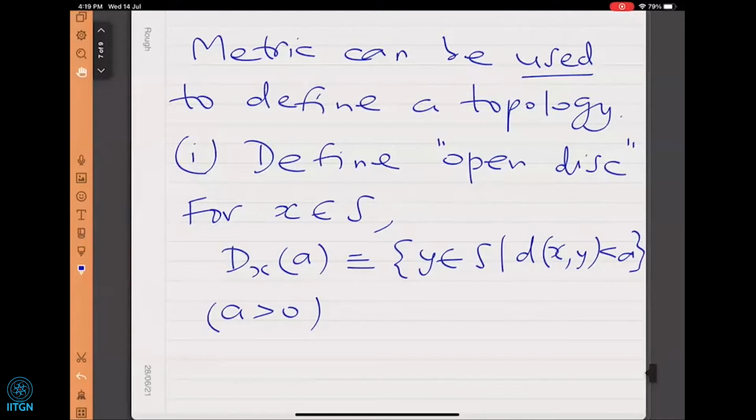So the disk is based at x. x is like the central point, if you like, and it contains all the other points in S which are less than that distance a from it. Now, obviously, in R2, this is exactly the usual disk. But we can do this with any d of x, y which is a valid metric, and there can be very weird metrics. Okay, good. Now, this is the first step to defining a topology using a metric.